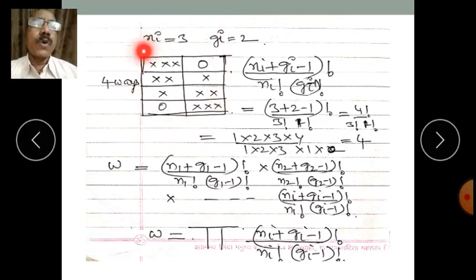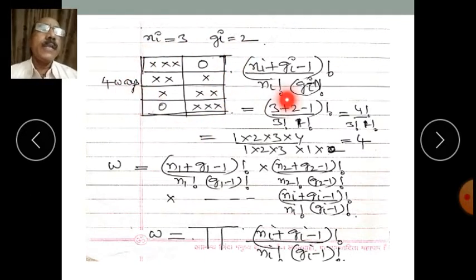There are 4 microstates, or we can say that the number of ways Ni particles can be arranged in Gi number of cells is this much, that is 4. That is given by this expression: Ni plus Gi minus 1 factorial divided by Ni factorial into Gi factorial. Here Ni is equal to 3, Gi is equal to 2, 3 plus 2 minus 1 factorial divided by Ni equal to 3, therefore 3 factorial.